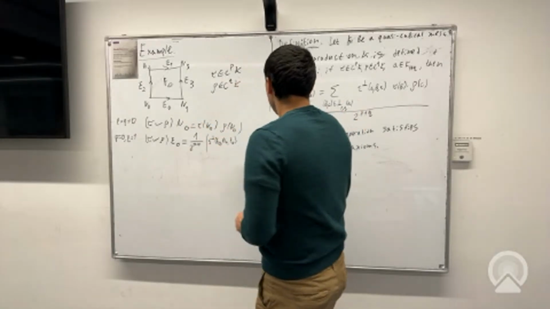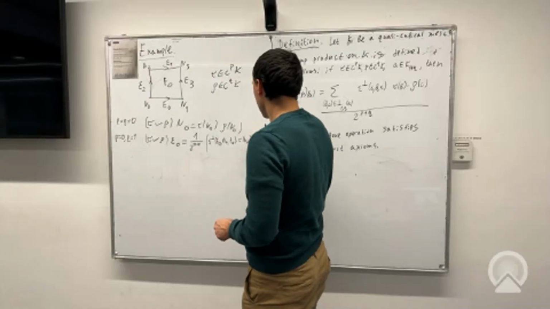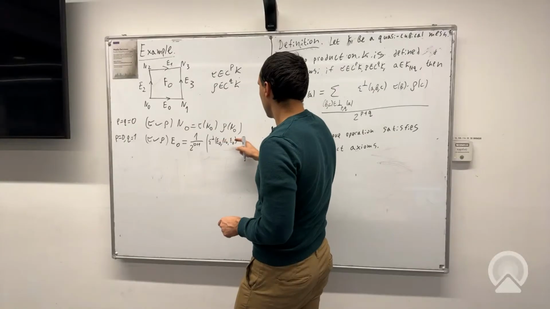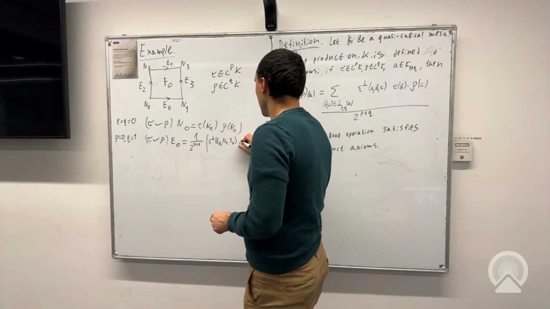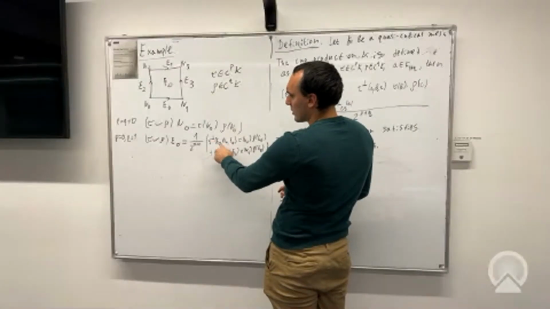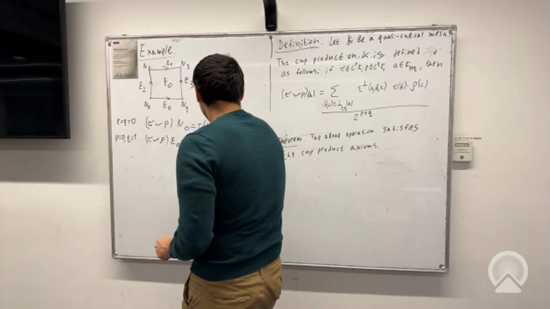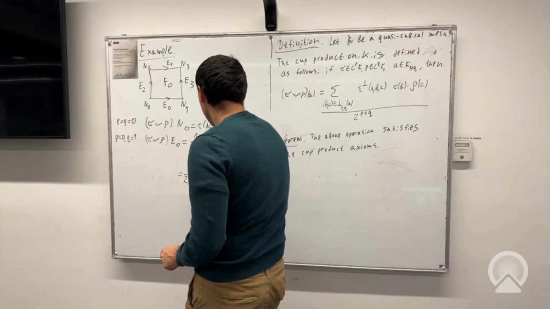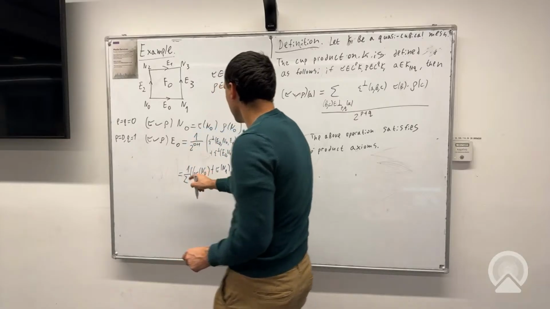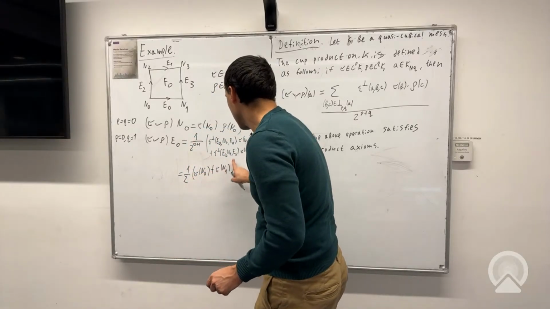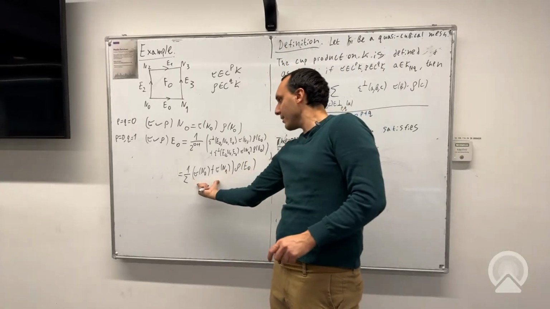Times sigma of N0 times rho E0 plus sigma of N0 times rho E0. One of the terms is 0, so the perpendicular is always 1. So the whole result will be 1/2 of sigma of N0 plus sigma of N1 times rho of E0. And that's why we have half, because we have two terms.